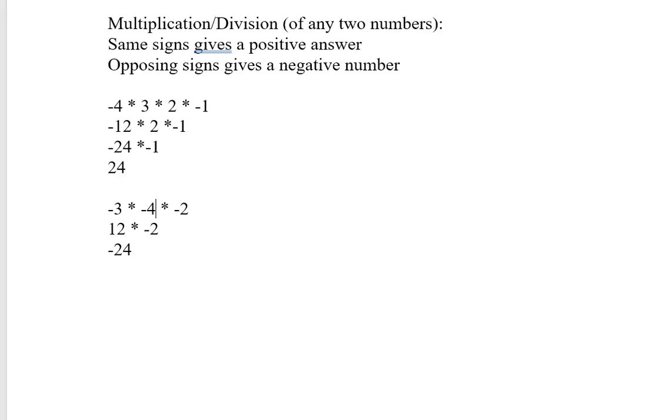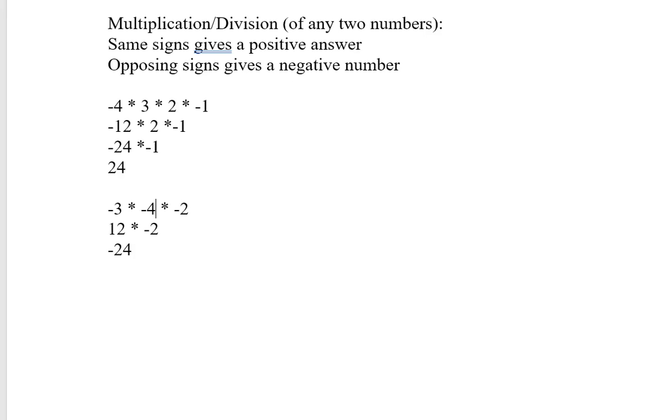If you have opposing signs, one is positive, one is negative, or the other way around, your answer is going to be a negative number. It does not have anything to do with size of numbers or anything else. If one is positive and one is negative, you wind up with a negative. If you have the same signs, whether they're both positive or both negative, your answer is going to be a positive number.